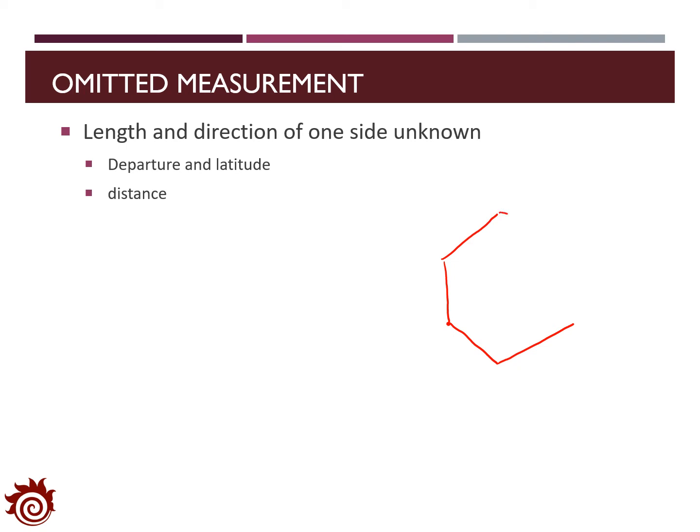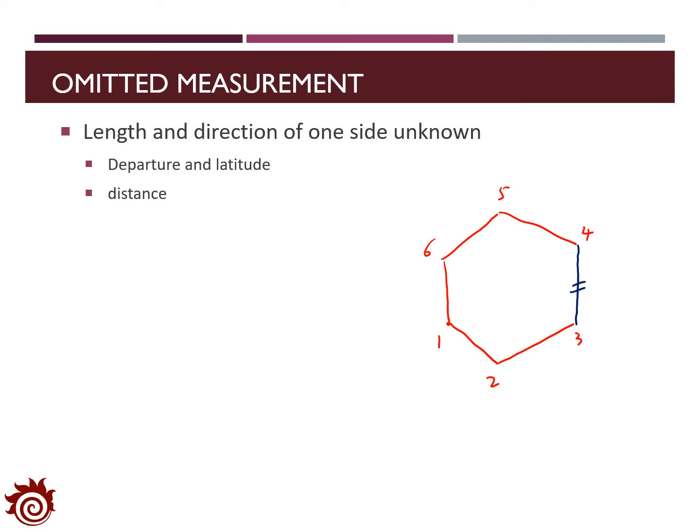where we assume that the segment of 3 to 4 is missing, and we measured the departure and the latitude of all the other 5 segments. Based on this information, we want to find out the departure and the latitude of the missing segment and the distance of it.